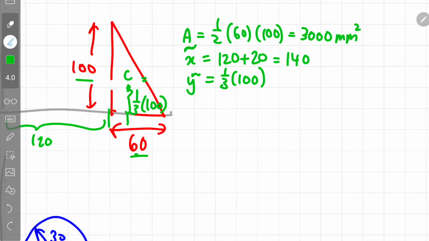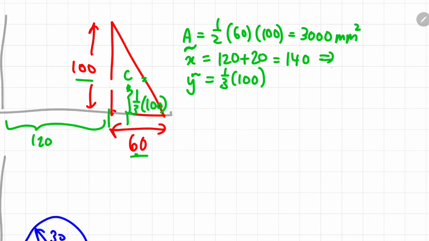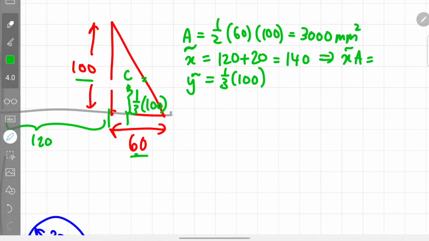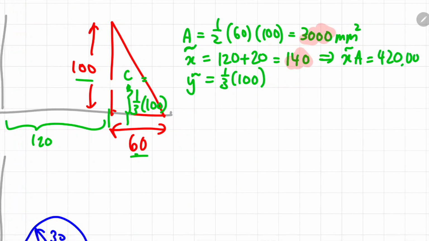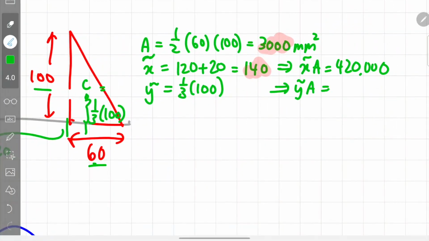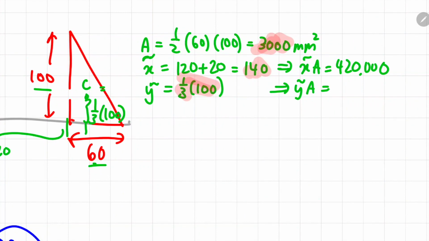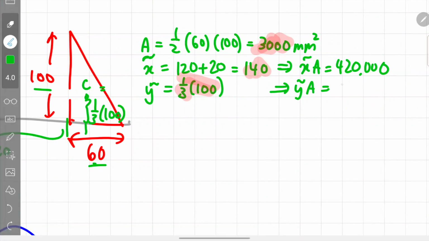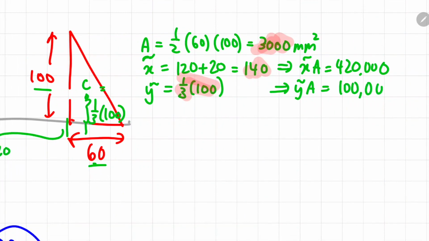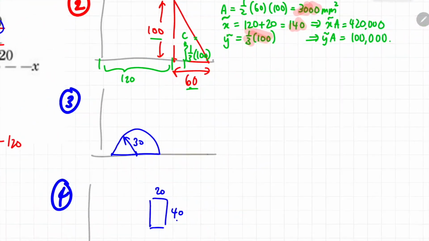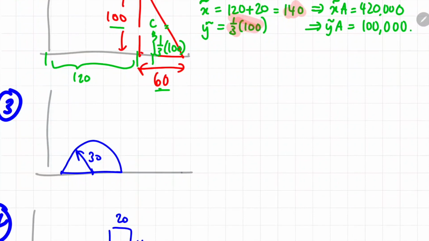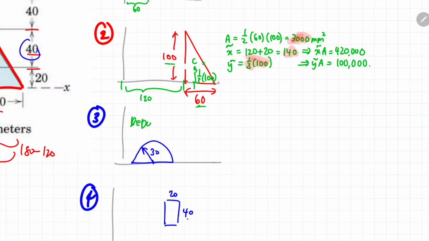Okay, accordingly I have to calculate the value of x curve multiplied with A. So 140 multiplied with 3,000, you will get 420,000, and then the y curve multiplied with A, 1/3 of 100 multiplied with 3,000, I will get a value of 100,000. Okay, so as for the third segment, this blue colored shape of a semicircle, remember we need to deduct it, but anyway, let's just calculate the information that we need.